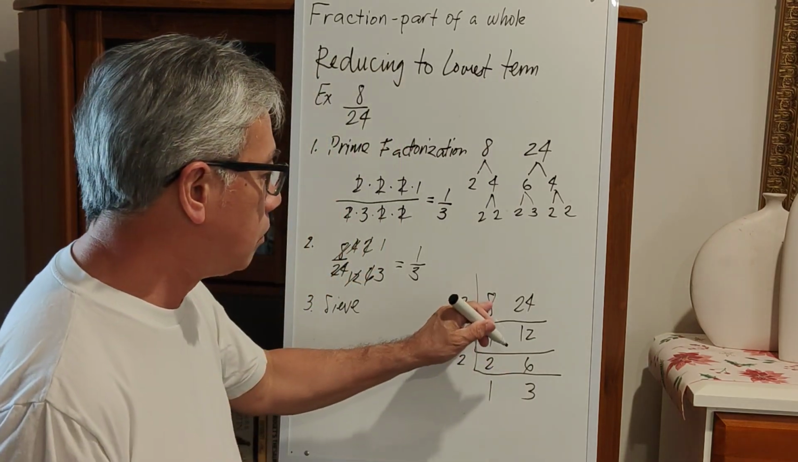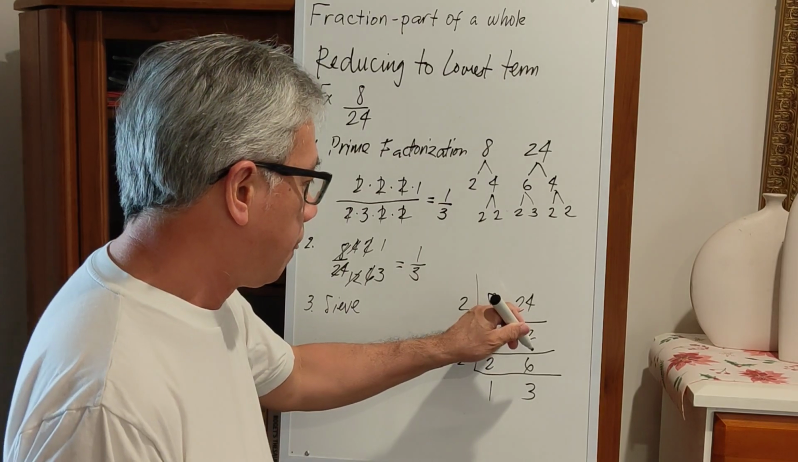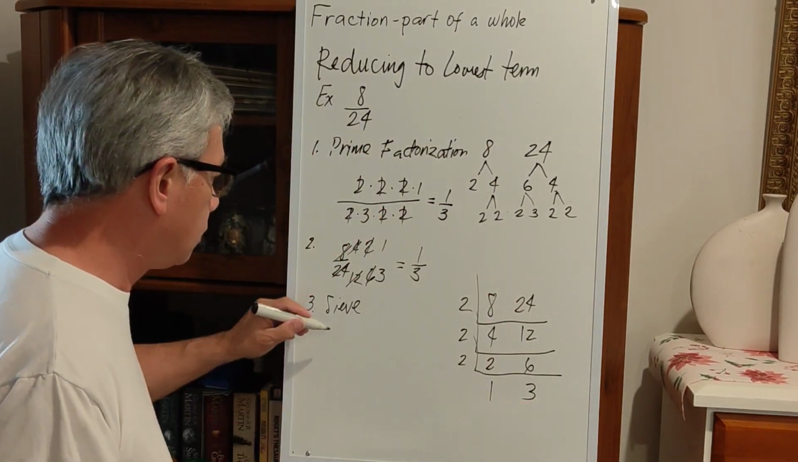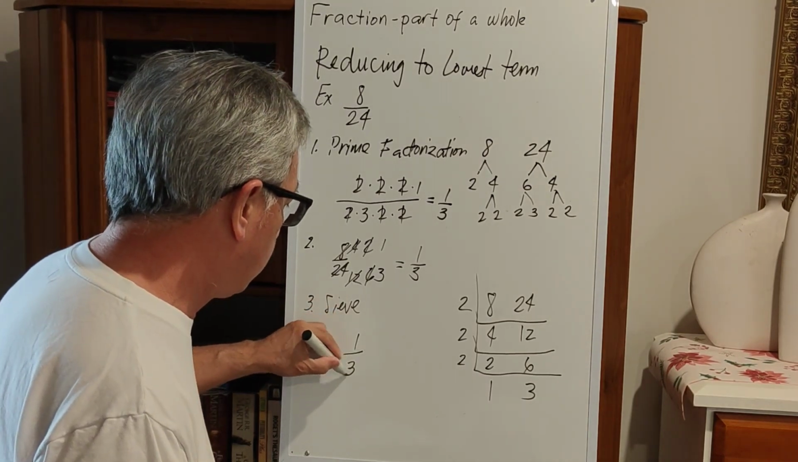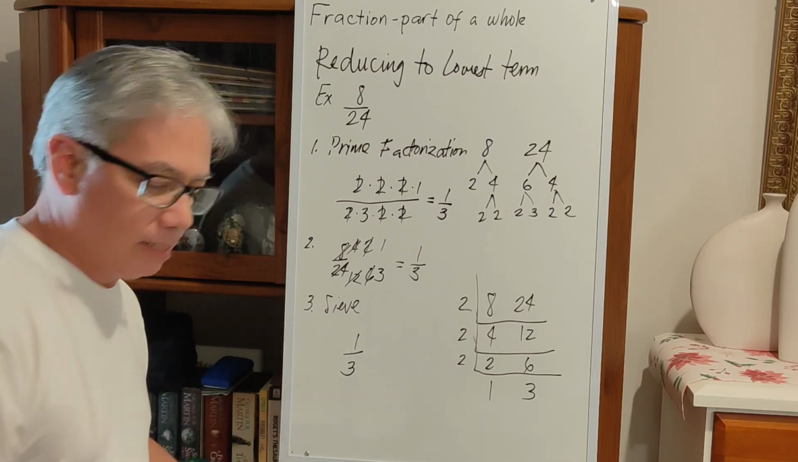So this becomes the new numerator. This is the new denominator. So the third way also gives 1/3. And that's the end of part 1 of fractions.